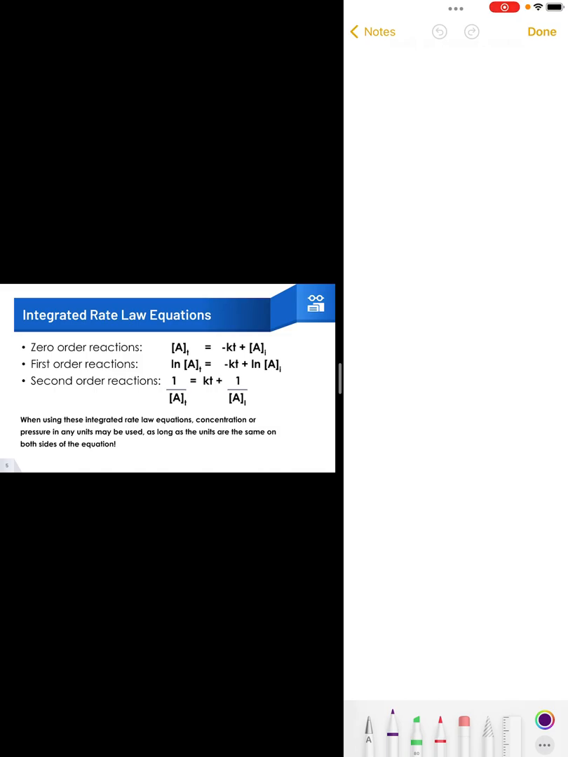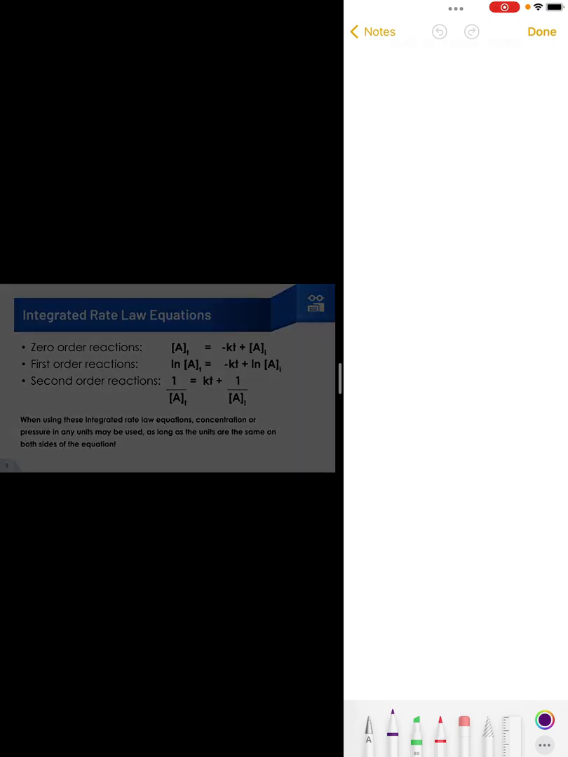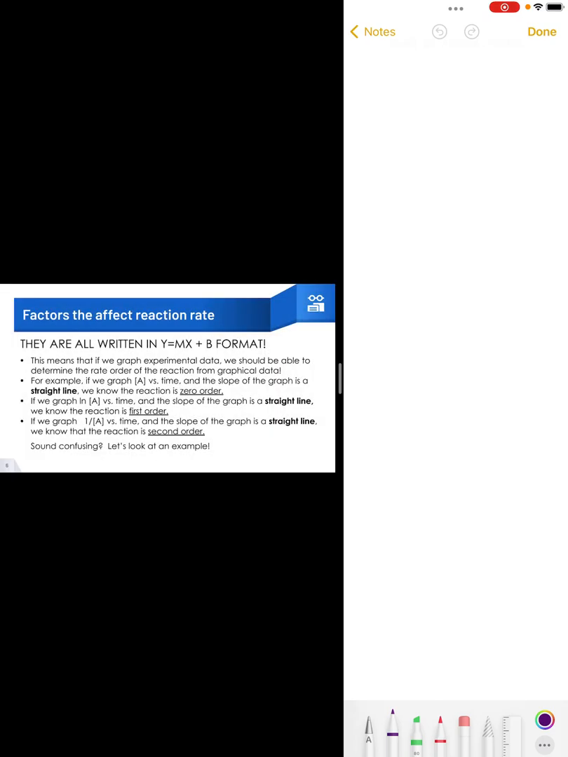This time we do care about that negative. It ends up canceling out at the end, but it will change some of your math. So go ahead and keep that negative on the k. When using these integrated rate law equations, concentration or pressure in any unit can be used as long as the units are the same on both sides of the equation. These are all written in the y equals mx plus b format.